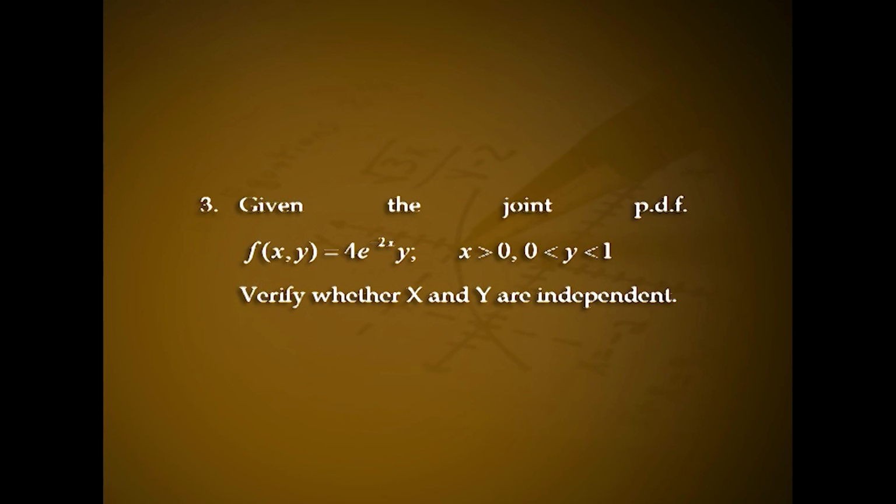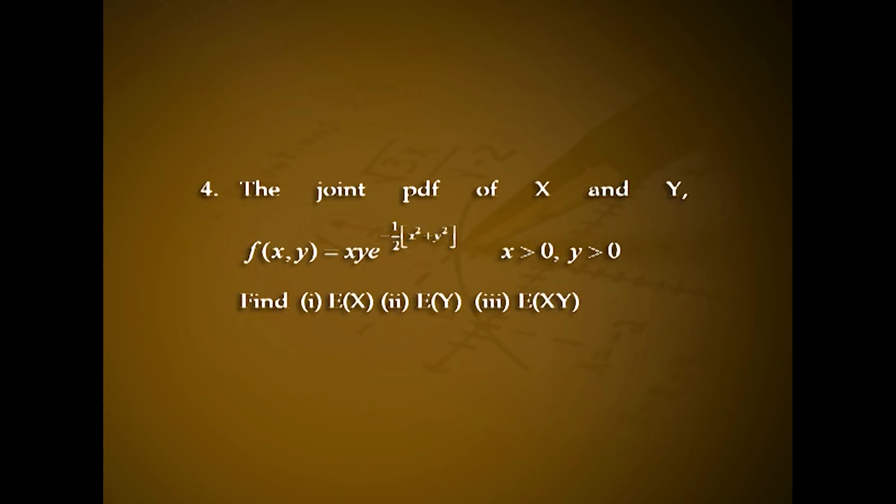Given the joint PDF f of xy equal to 4 into e raised to minus 2x into y for x greater than 0, 0 less than y less than 1. Verify whether x and y are independent. The joint PDF of x and y is f of xy equal to x into y into e raised to minus 1 by 2 into x square plus y square for x greater than 0, y greater than 0. Find expectation of x, expectation of y and expectation of x into y.